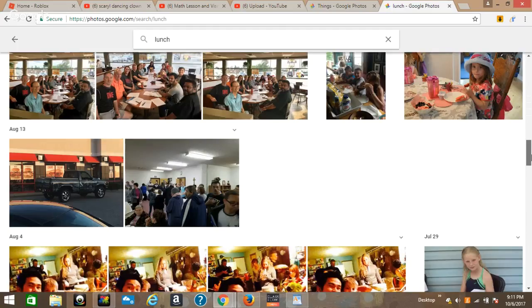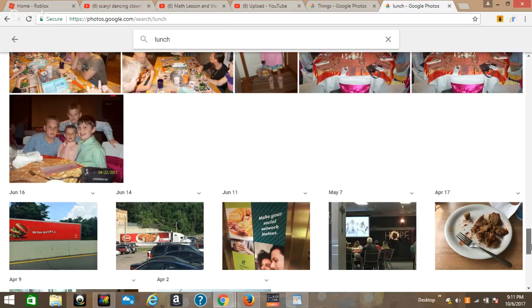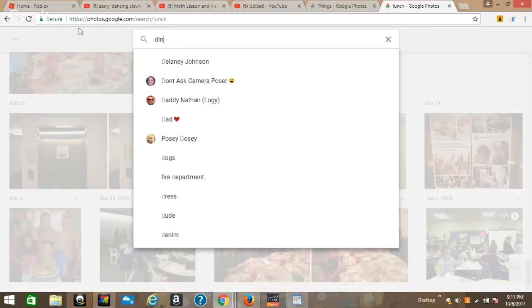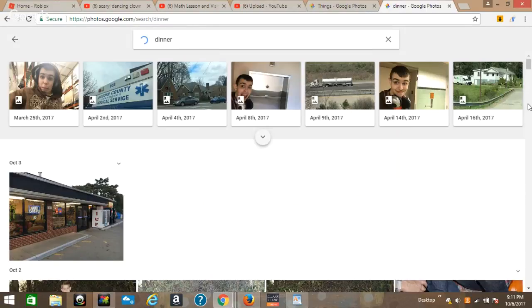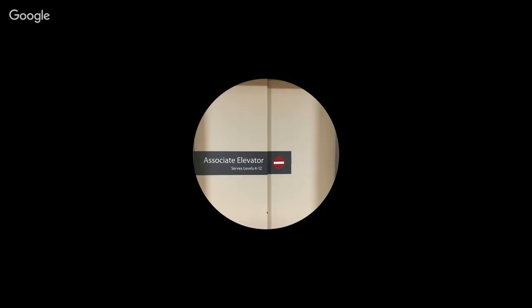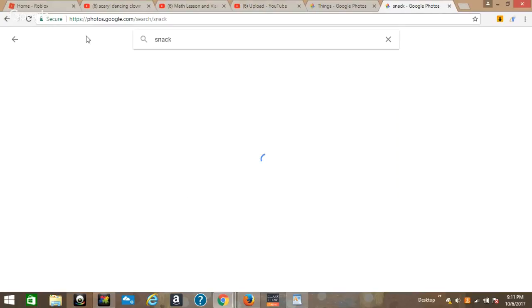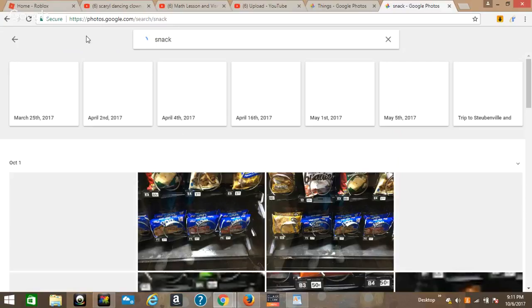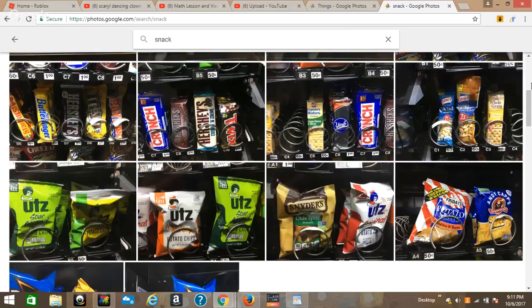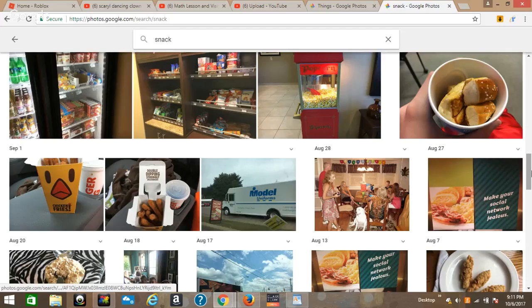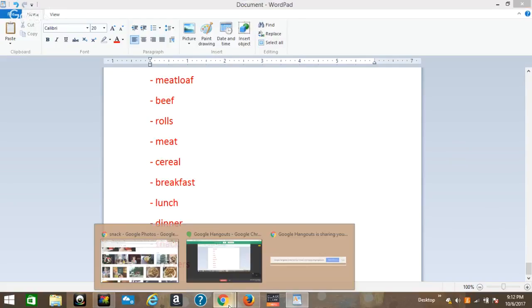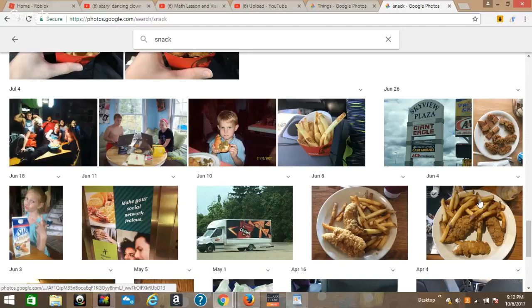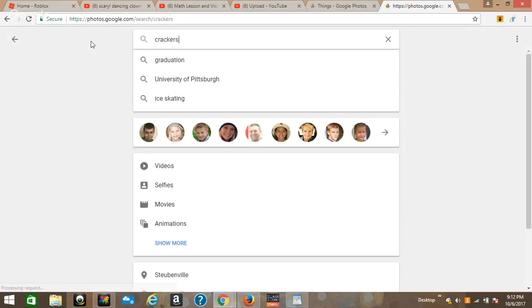How many of you like to hog down your food like pigs? Hey, don't blame me. I do it too. Dinner. Ow. Dinner. That's not dinner. But it is something else, though. Snack. Snack. All right. Chips or snacks. Crackers. There we go, crackers. How much wood does a woodchucker chuck?